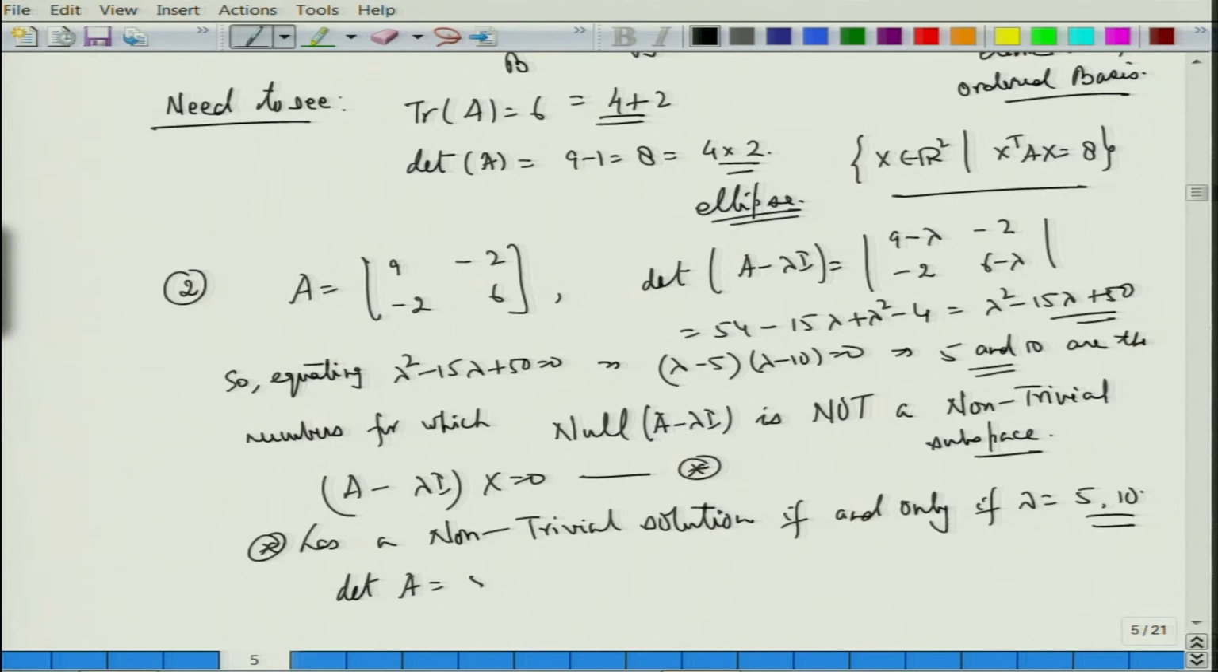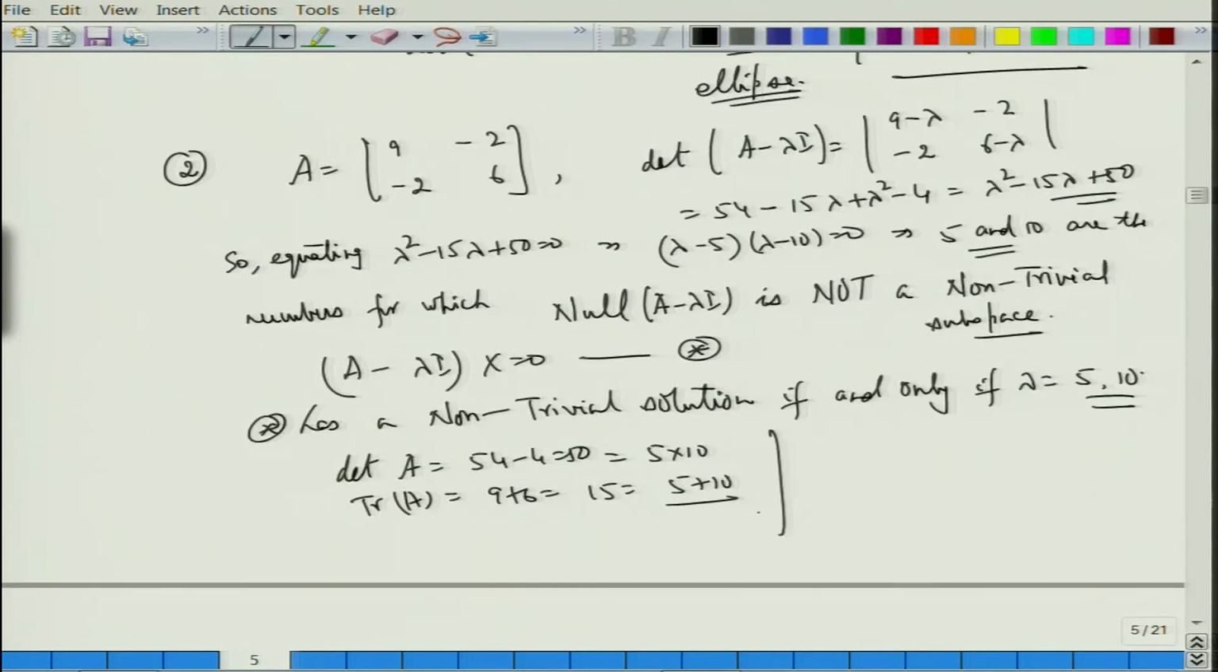Here again I want you to note that, look at the determinant of A. Determinant of A is 54 minus 4, which is 50, which is the same as 5 into 10, and the trace of A is equal to 9 plus 6, which is 15, which is the same as 5 plus 10.